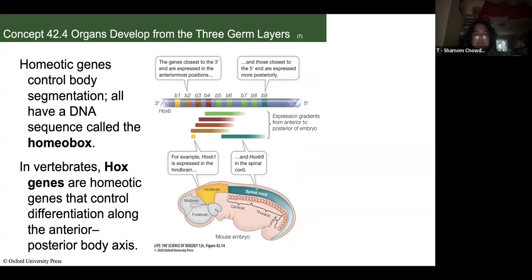And they also help create diverse structures such as your jaw, your skull, your face, smooth muscle, peripheral nerves, etc. Homeotic genes control body segmentation, and all have a DNA sequence called the homeobox. In vertebrates, Hox genes are homeotic genes that control differentiation along the anterior-posterior body axis. And it goes in order. For example, your hindbrain is produced by HOXB1, while HOXB9 over here helps form the spinal cord all the way down to the posterior side of the body. So it's almost in order, where the genes closest to the 3' end are expressed in the anterior position, while those closest to the 5' end are in the posterior position.